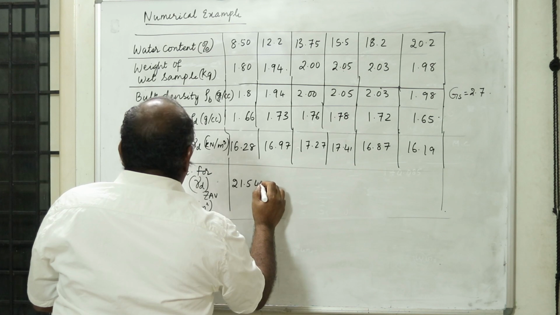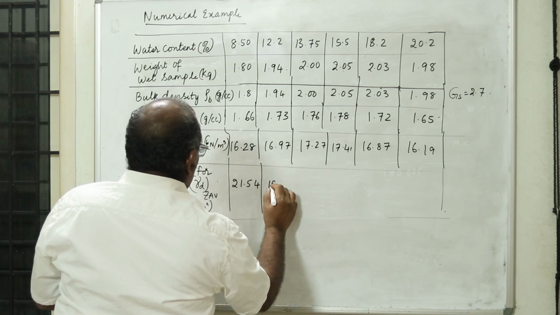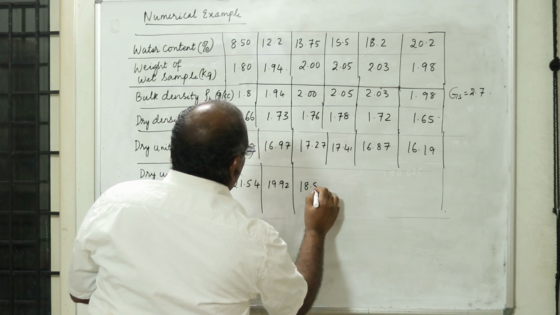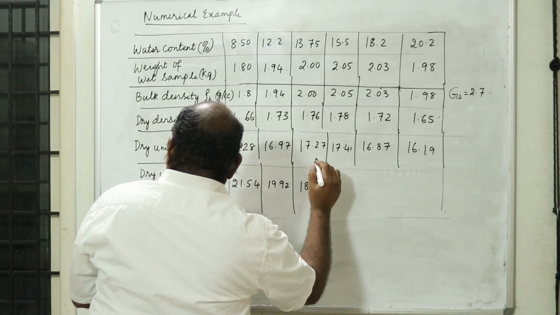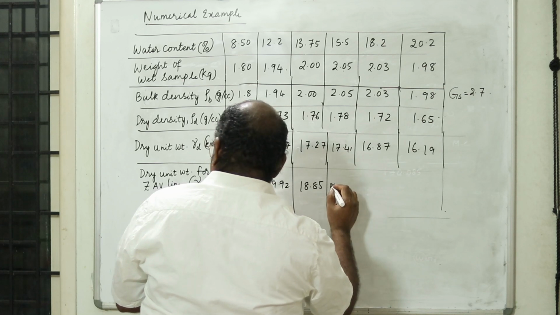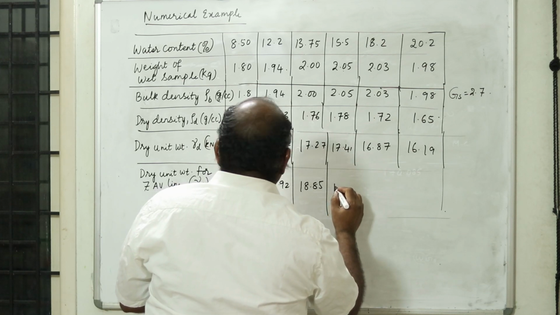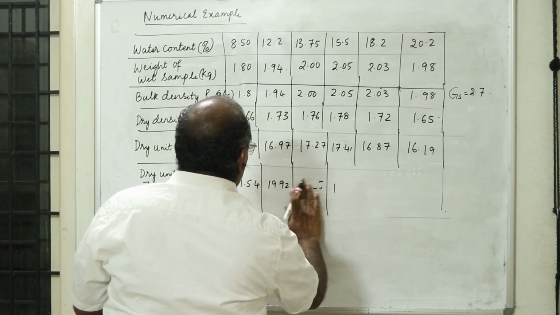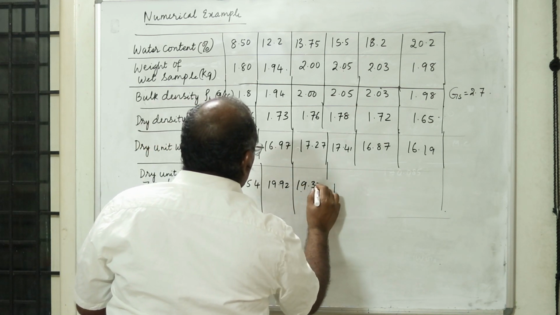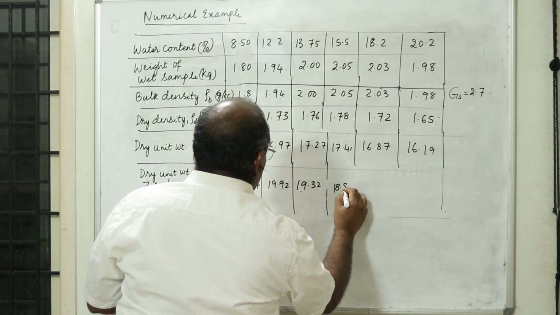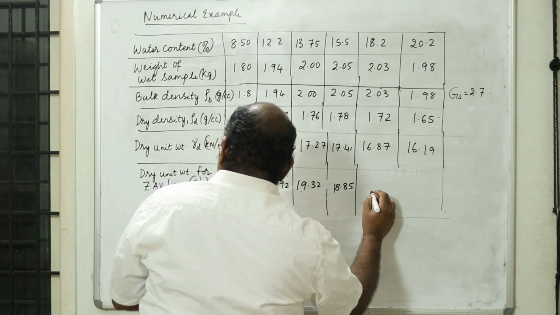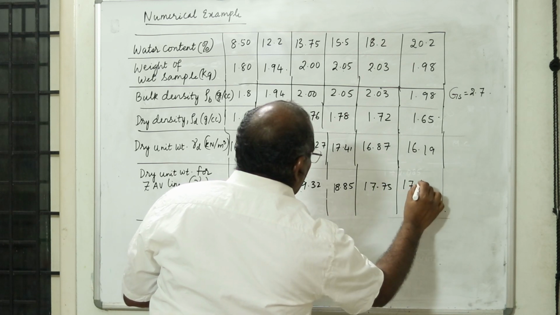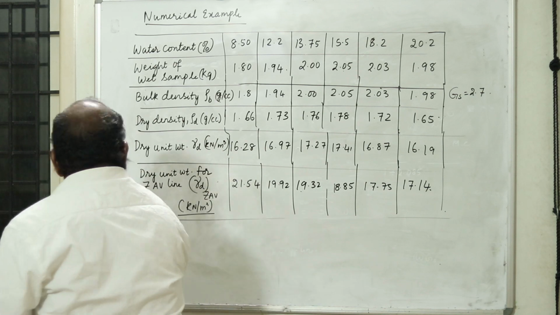21.54, 19.92, 18.85, 18.32, 17.75 and 17.14. Now, students, you need to plot this graph.